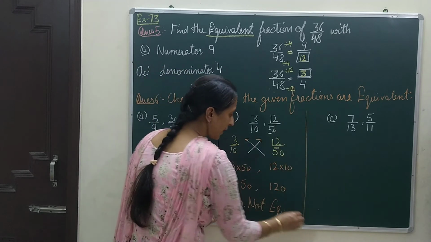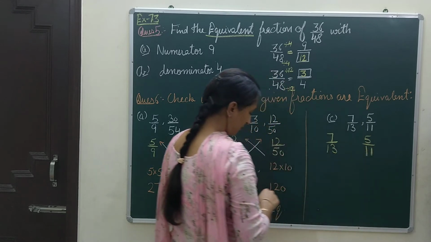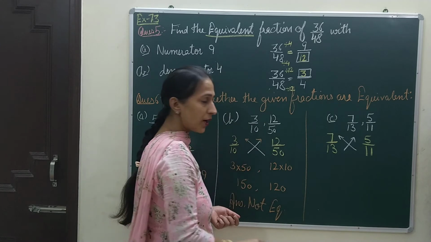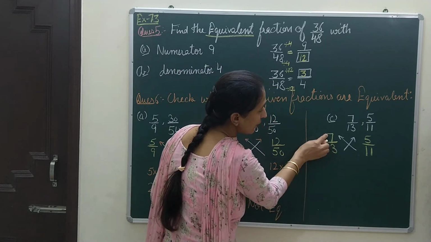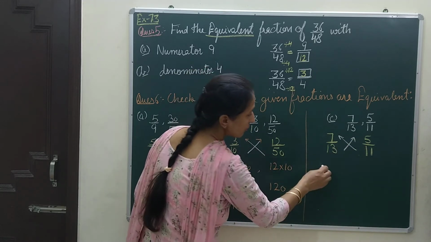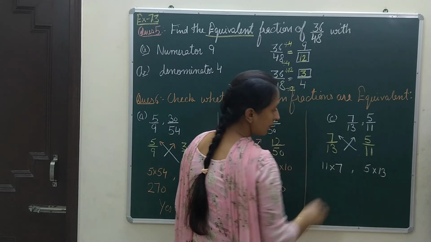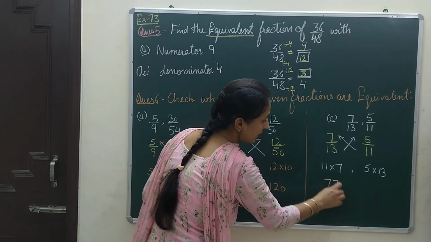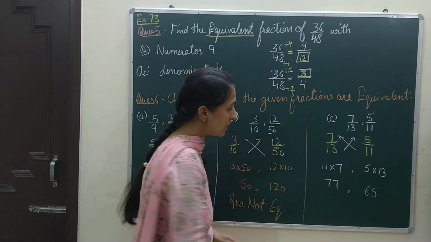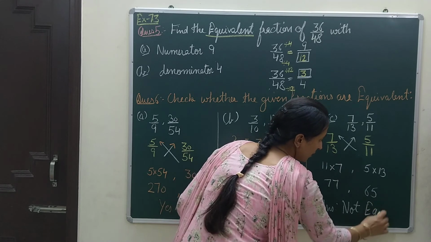Okay. Now, in C part, here I am given two fractions, 7 by 13 and 5 by 11. Again, I will put a cross and I will draw arrows on the upper edges. That means 11 is going to be multiplied with 7 and 13 is going to be multiplied with 5. So that becomes 11 cross 7 and 5 cross 13. Put a comma in between. It will be 77 and on this other side it is 65. As again these are not giving me same answer. So my answer is these are not equivalent fractions.